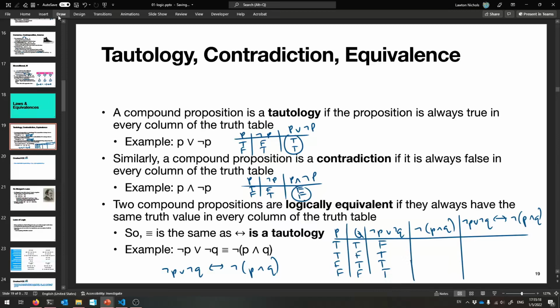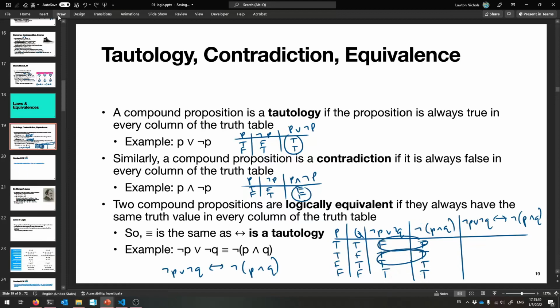And then this one, we're saying that it's equivalent, so we better also get this. So it's P and Q. Well, this is true. Negate that. It becomes false. What's P and Q? In all of these cases, it's false. If you negate that, it becomes true. Oh. So they do share the same value, no matter P and Q.